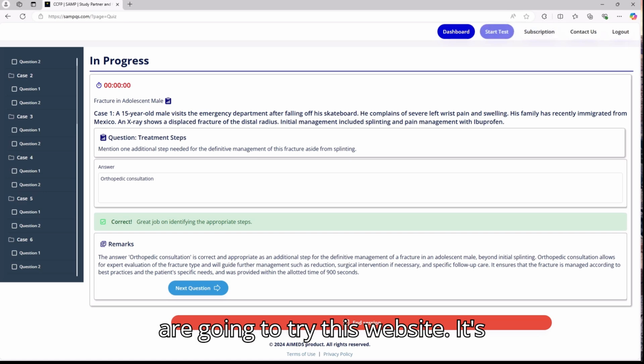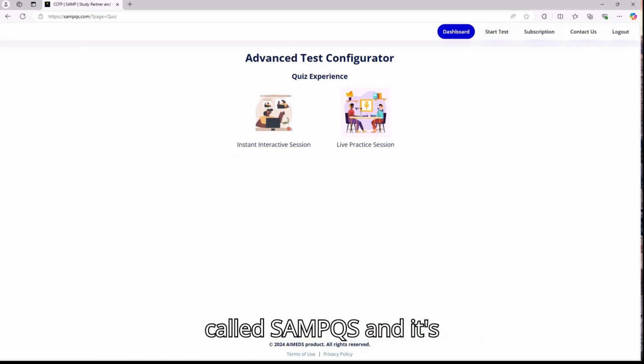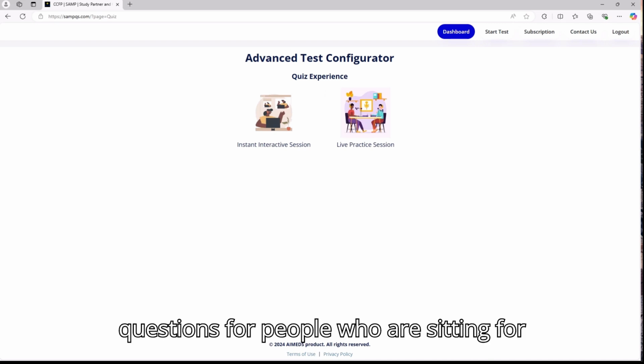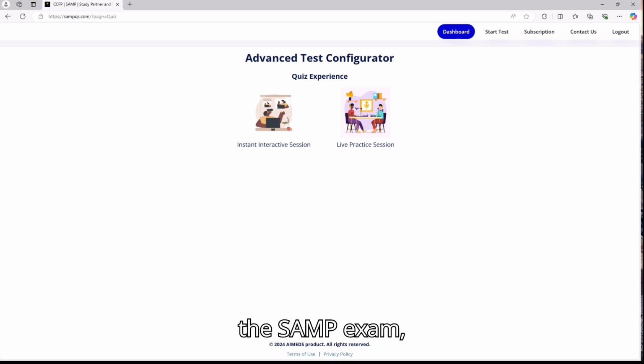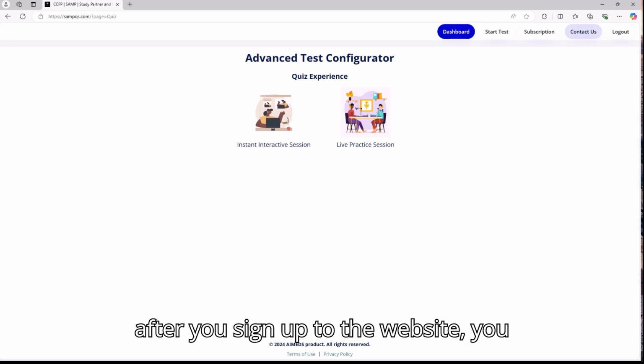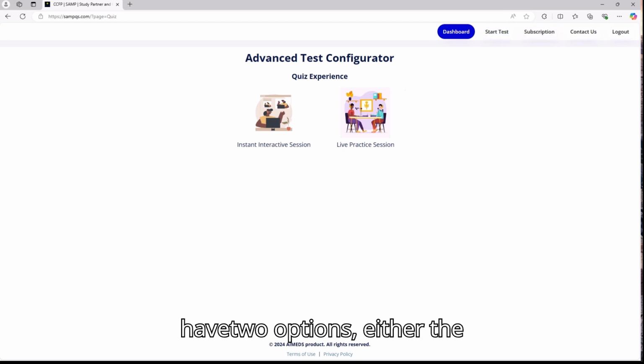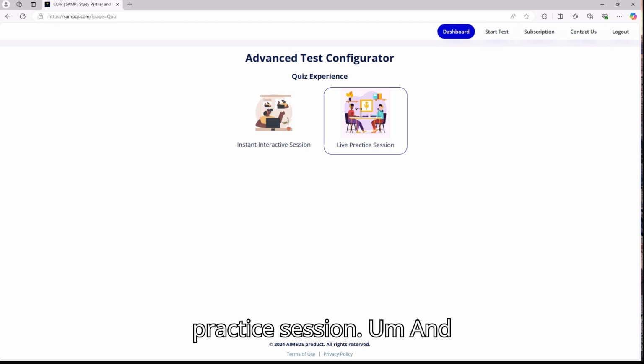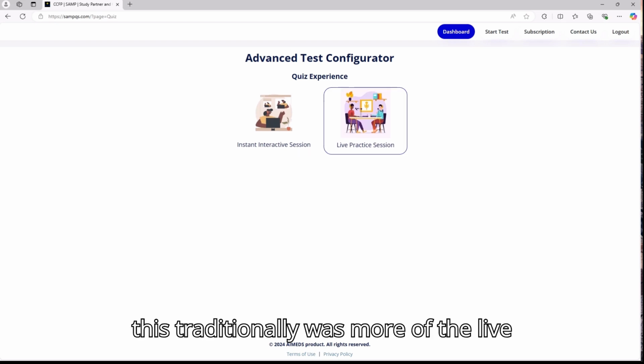We are going to try this website. It's called SAMP-QS, and it's basically a website that provides questions for people who are sitting for the SAMP exam, part of the CCFP exam. So after you sign up to the website, you have two options: either the instant interactive session or the live practice session. And this traditionally was more of the live practice session.